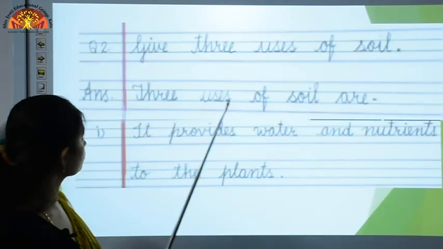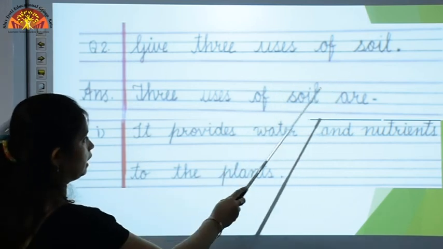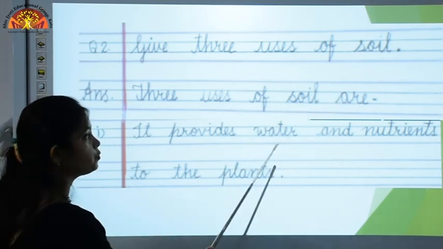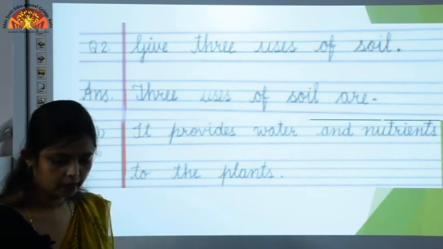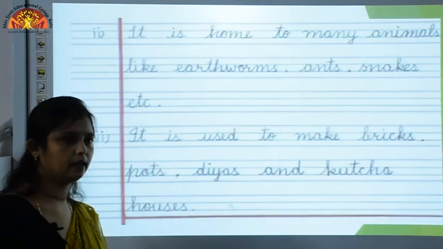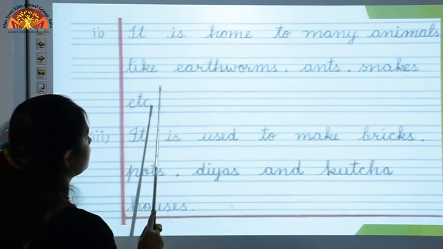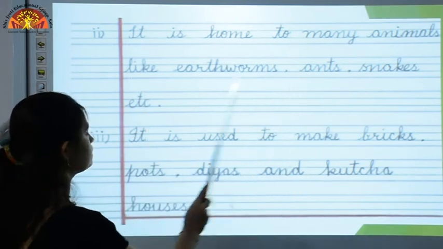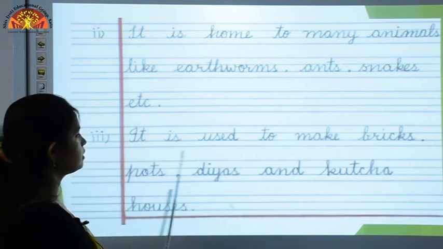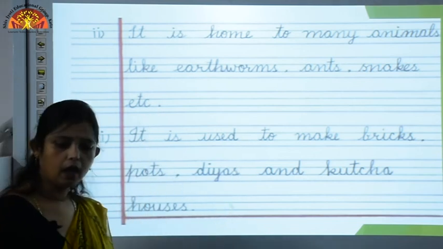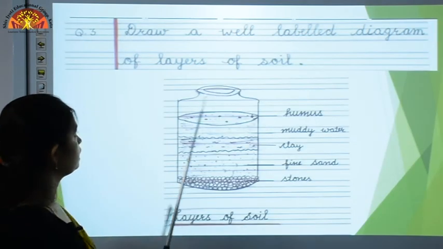Then give 3 uses of soil. So 3 uses of soil are: first, it provides water and nutrients to the plants, because soil contains humus, it contains air, it contains water. Then it is the home to many animals like earthworms, ants, snakes, etc. Then it is used to make bricks, pots, diyas and kacha houses. So these are some of the uses of soil. Now we come to the next question.